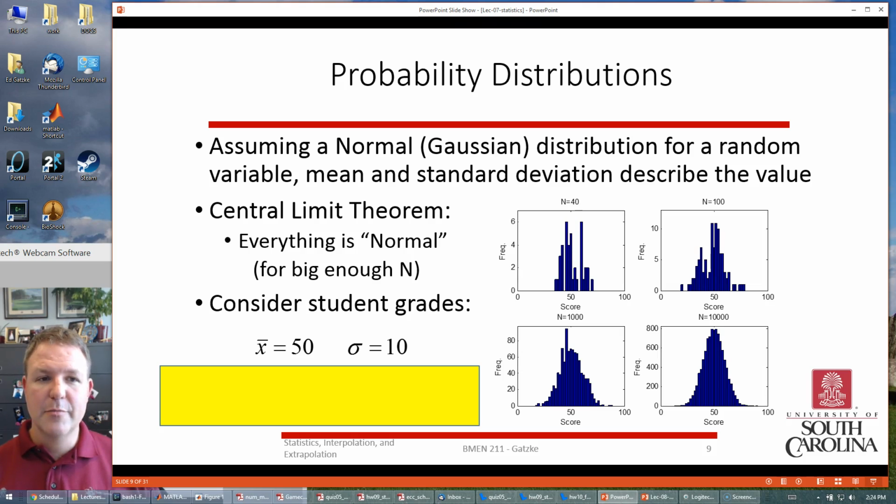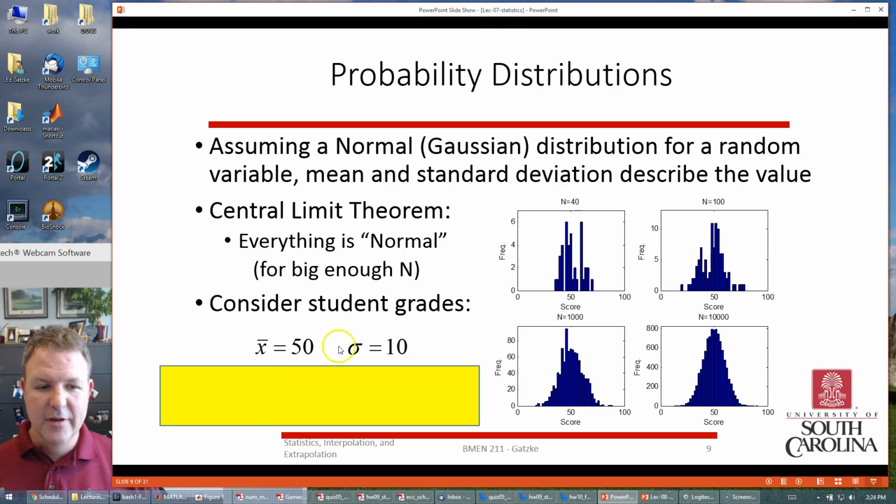Now, probability distributions. You get more into this in advanced engineering statistics, but generally a lot of systems will obey a normal or Gaussian distribution for a random variable. So the standard deviation and the mean are all the information that you need to describe that uncertain value. So some people go into central limit theorem, basically everything is normal for enough samples.